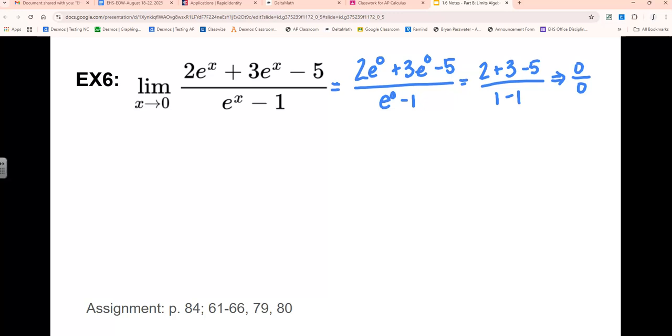Lots of times, it doesn't have to be, but lots of times. There's some that won't, but a lot of them are 0 over 0 for these.